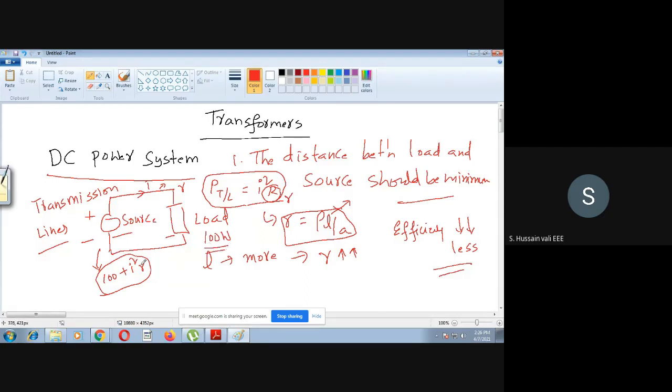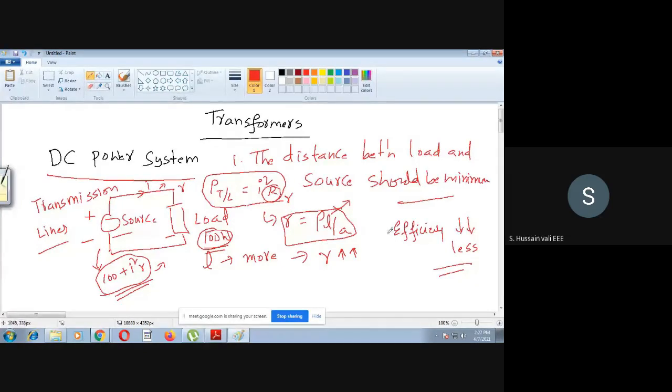Remaining is I square R. So now you see yourself, I square R is more when R is more, and R is more when L is more. So when the distance between source and load is more, then I square R is more. If I square R is more, then the power generated at the source is also more. It means for the load power, you are generating more amount of power at the source.